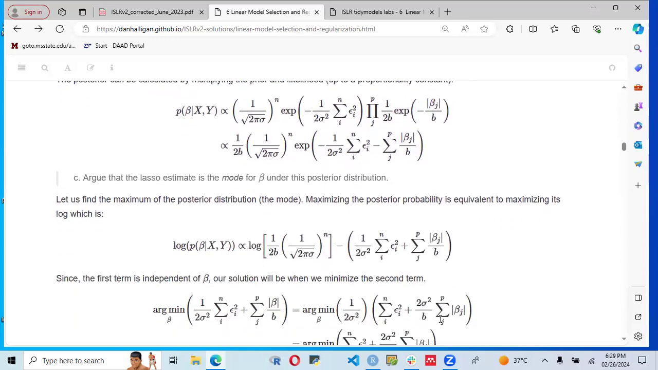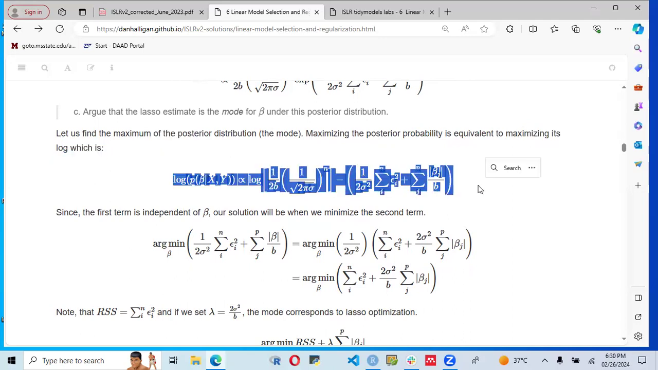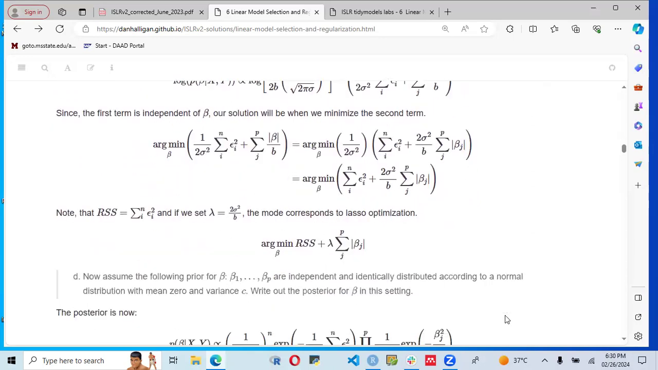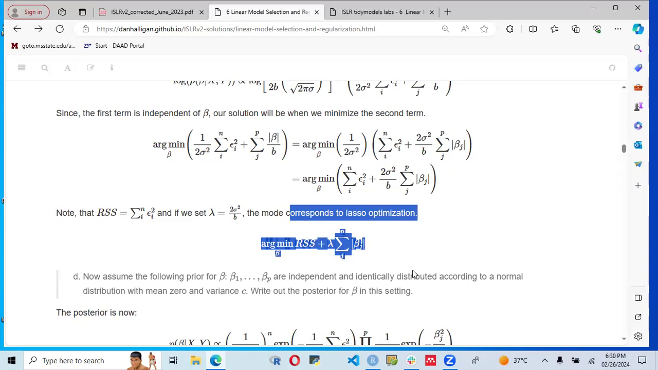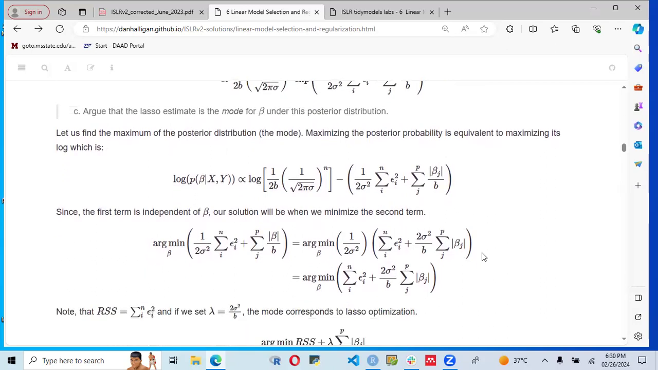So you can see that let us find the maximum of the posterior distribution. Maximizing the posterior probability is equivalent to maximizing its log, which is given by this. Since the first term is independent of beta, our solution will be when we minimize the second term, which is this. They now say we should note that the residual sum of squares is given as this, and the mode corresponds to the lasso optimization.